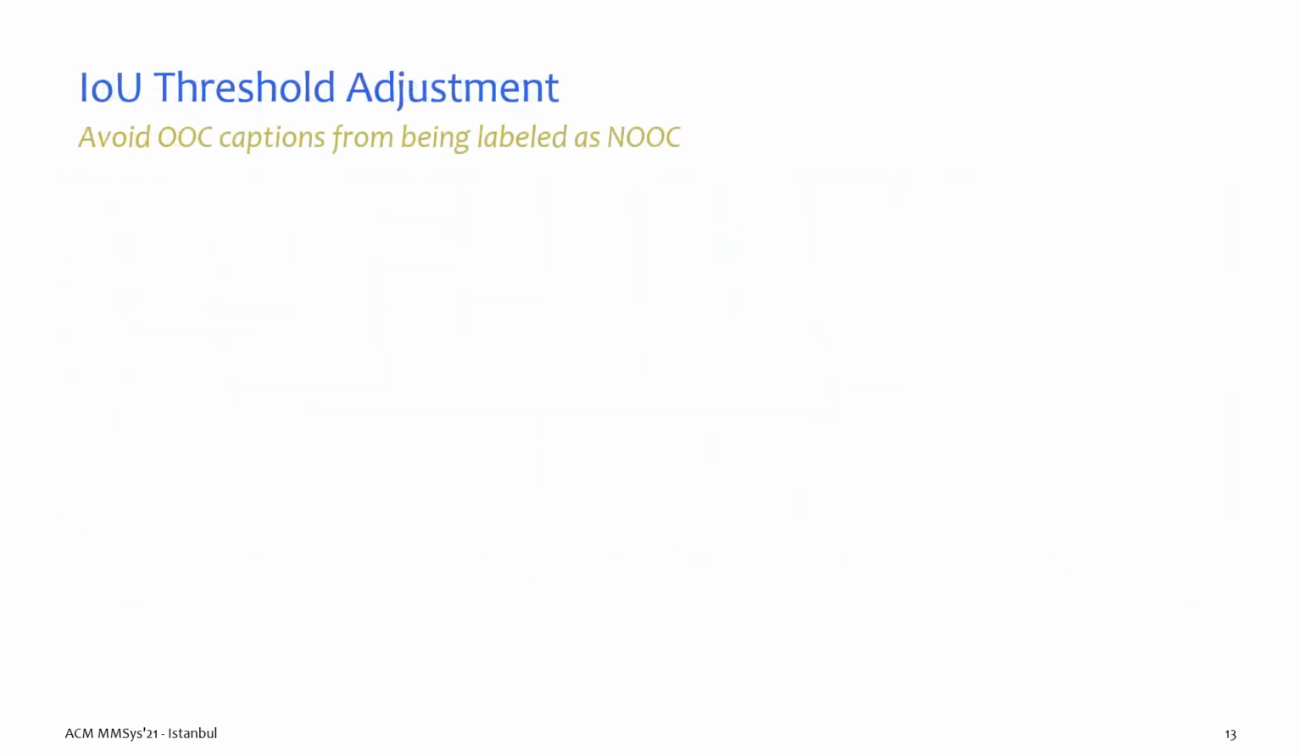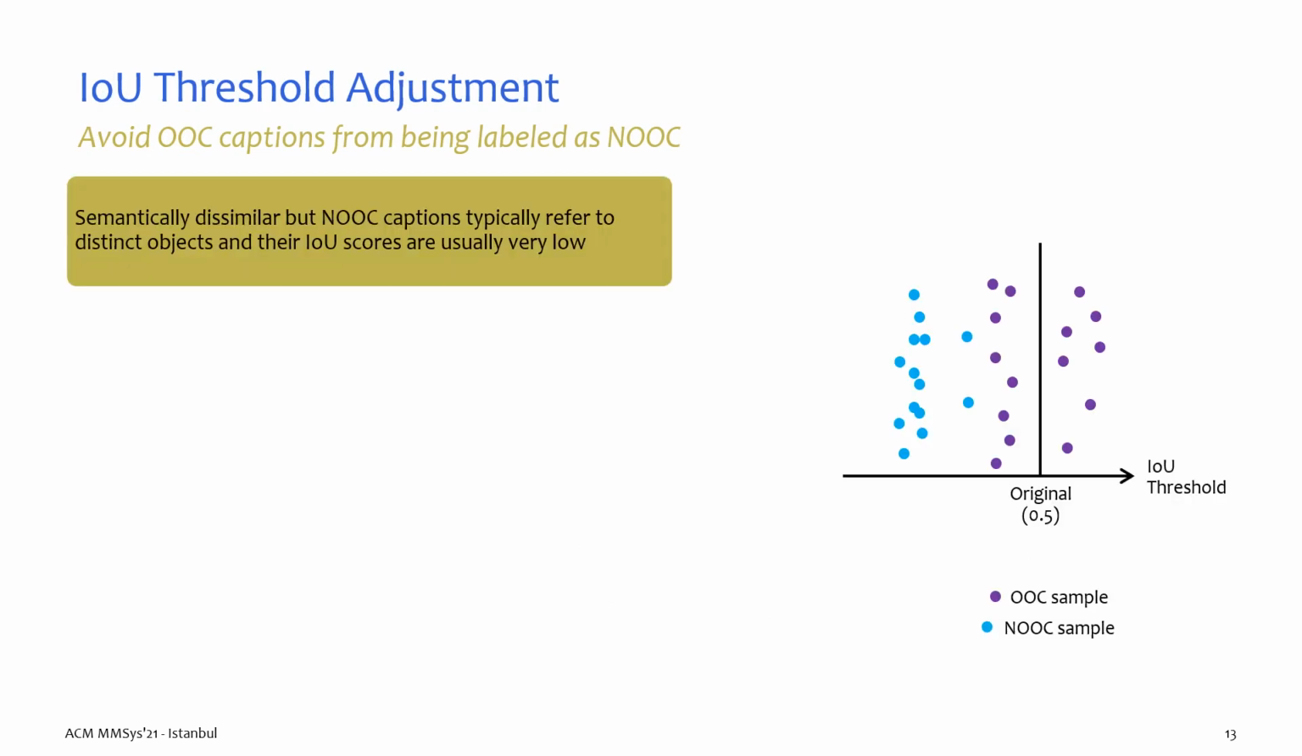The final improvement is the IOU threshold adjustment. As I mentioned before, when captions have low semantic similarity but are actually not out of context, they typically refer to distinct objects in the image. Therefore, the IOU scores are very low in this case. So if you look at the plot on the right here, the blue samples are the not out of context samples, and they are concentrated on the left-hand side of the plot.